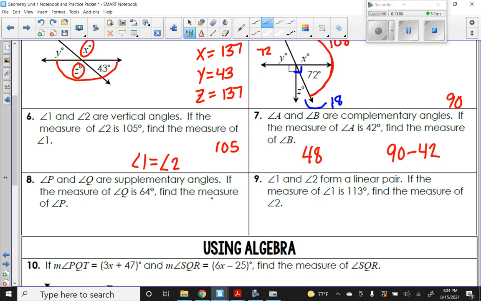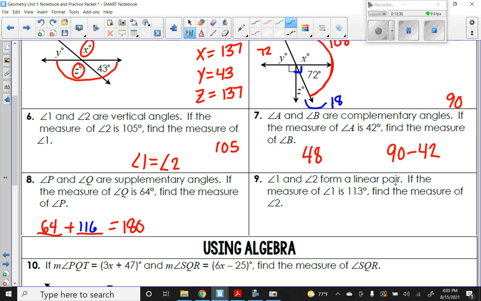P and Q are supplementary angles. Well, supplementary means I'm looking for a total of 180. More specifically, supplementary means 2 angles that add up to 180. If Q is 64, that means this has to be 116. 116 plus 64 is 180. I did that in my head real quick. Hopefully I'm right, but I'm just trying to make this video quick.